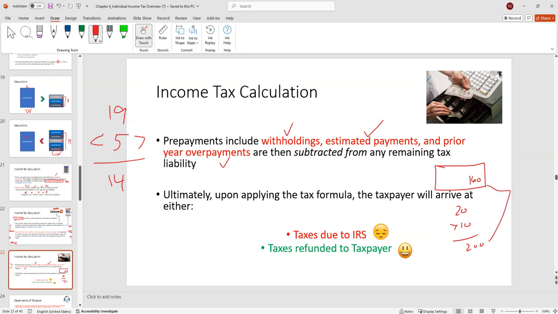Where did my money go, right? Well, the difference there, the 40 was taxes. In other words, your employer withheld that money on your behalf and they send it into the IRS. So that would be a prepayment on there, and that would be if you're an employee.